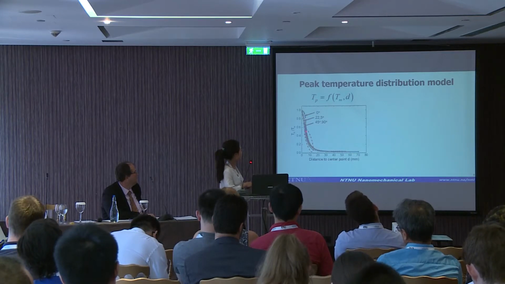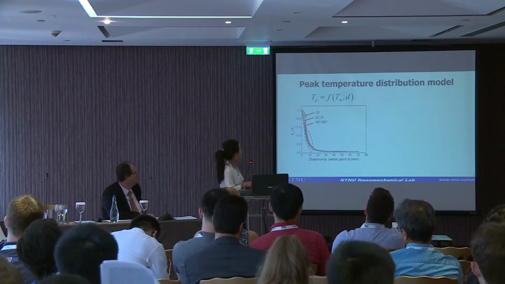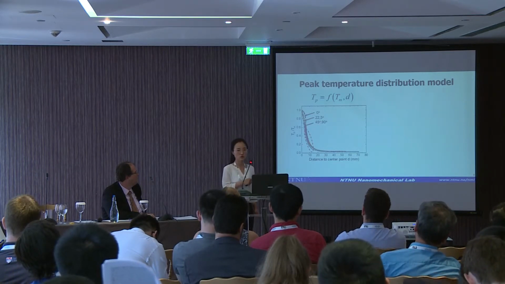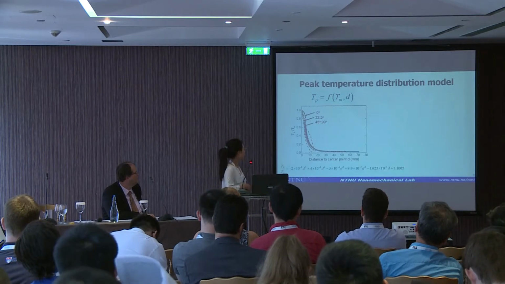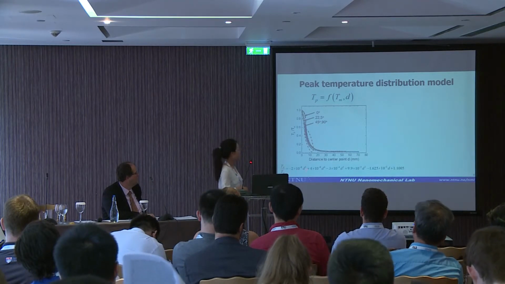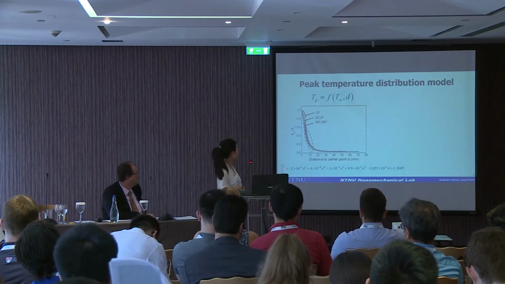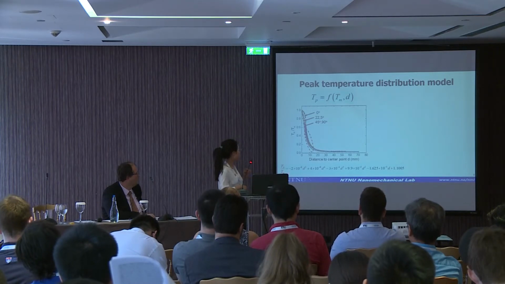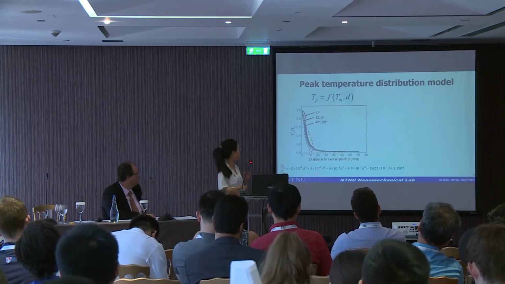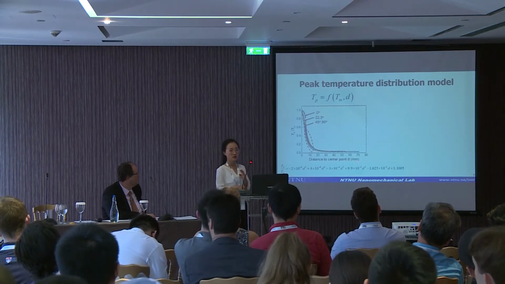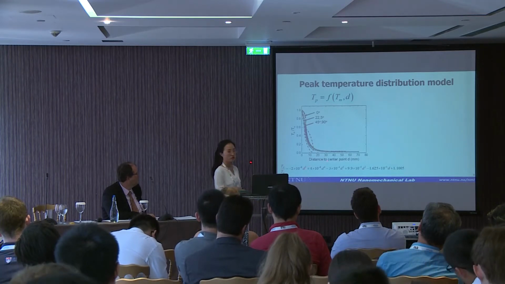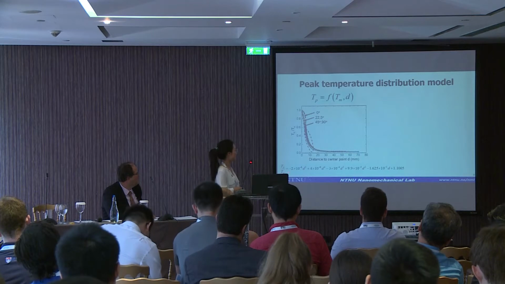From these curves we can know that all of these curves are very close. So I just use one curve to fit all of this data. Then I got this function. So based on this function, I can calculate the Tp, the peak temperature the node experienced, from Tm, the maximum temperature of the whole model, and the distance to the center point. The distance can be measured, but how to calculate Tm is another problem.